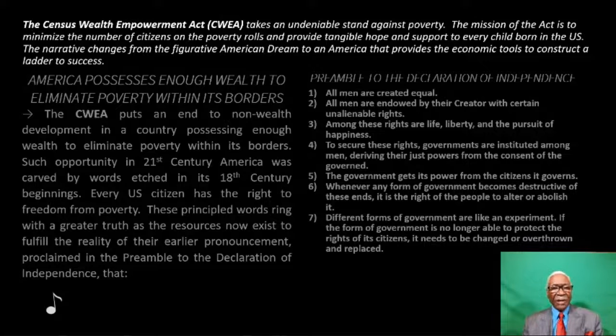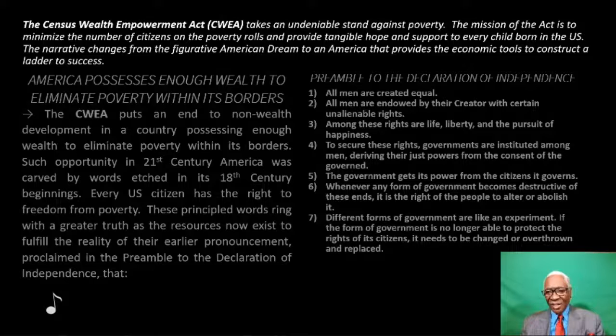pronouncement, proclaimed in the preamble to the Declaration of Independence that, number one, all men are created equal. Two, all men are endowed by their Creator with certain unalienable rights. Three, among these rights are life, liberty, and the pursuit of happiness. Four, to secure these rights, governments are instituted among men, deriving their powers from the consent of the governed. Five, the government gets its power from the citizen it governs.